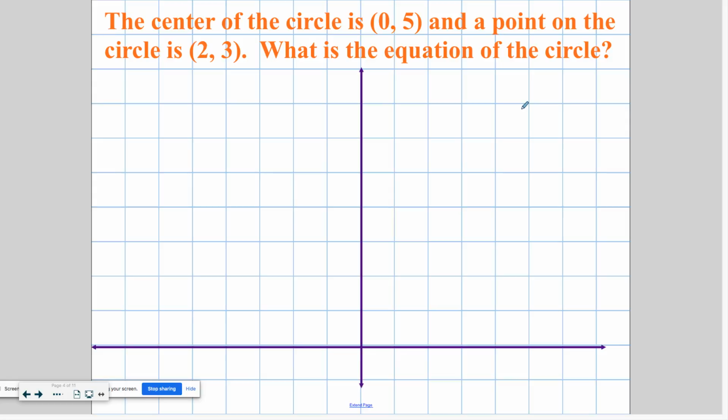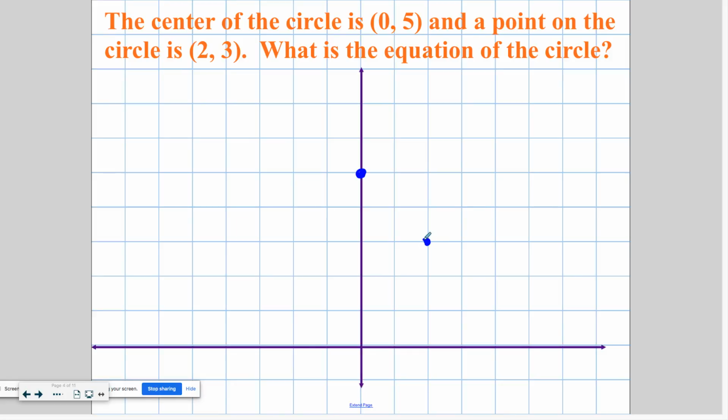Okay, now they're giving us a couple points now. They're not really giving us the radius. So the radius is something we have to find on our own on this problem. So the center of the circle is 0, 5, 0, 1, 2, 3, 4, 5. And the point on the circle, 2, 3. So this is just some point on the circle.